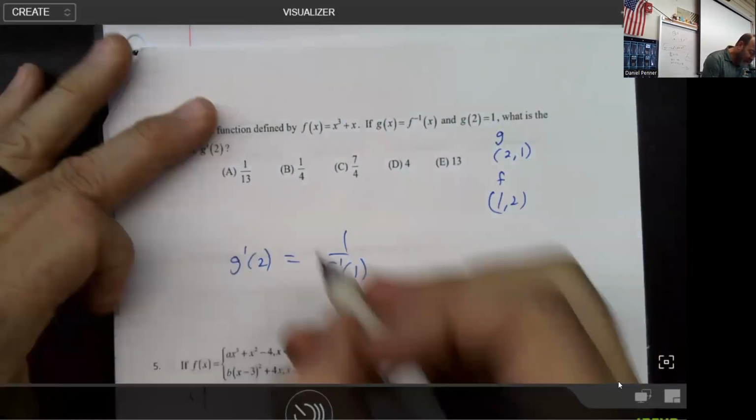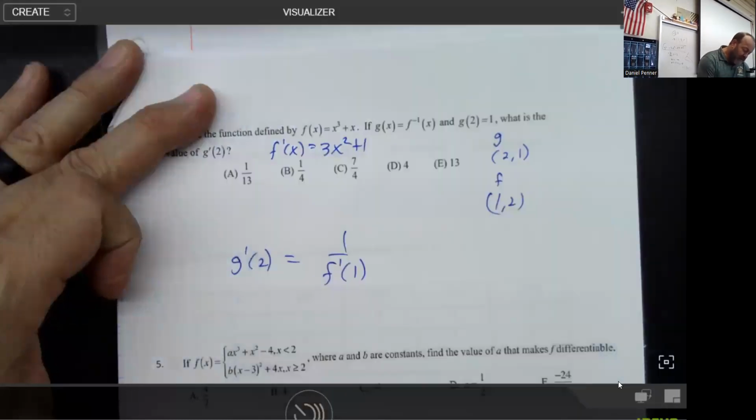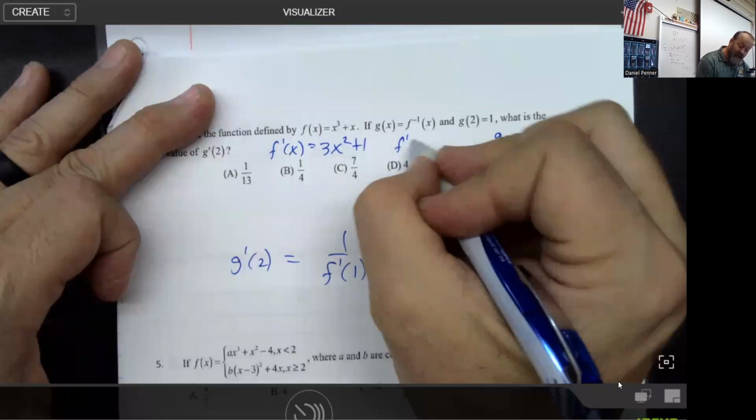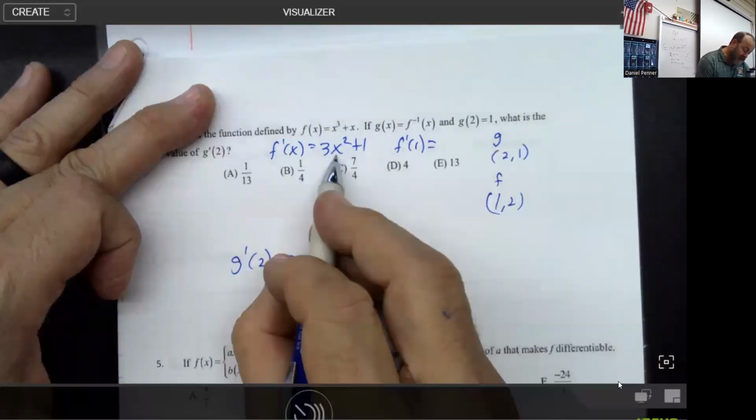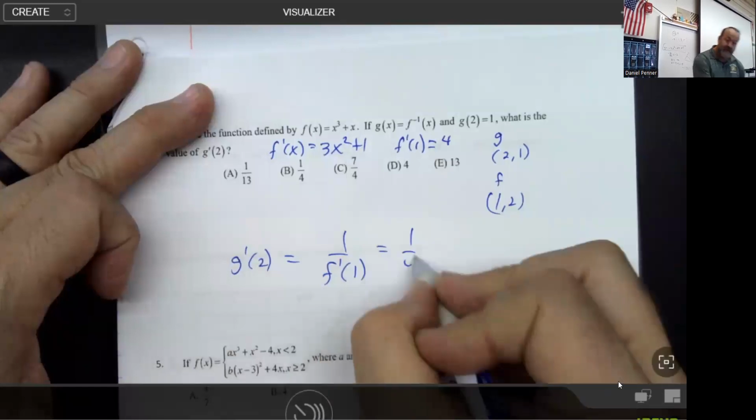So let's find f prime, which would be 3x squared plus 1. And if I wanted to find f prime of 1, I'd get 3 times 1 squared would be 3, plus 1 is 4. So 1/4 it is.